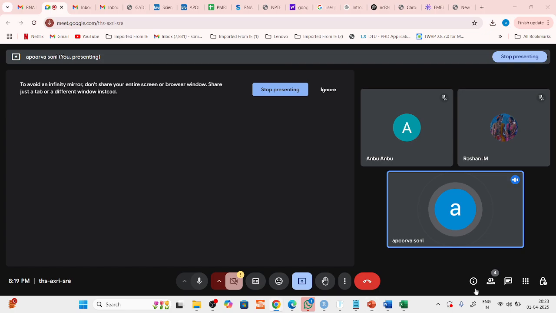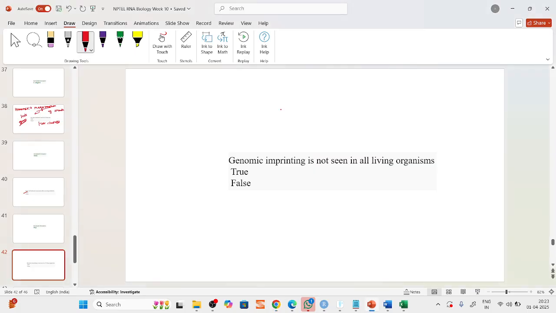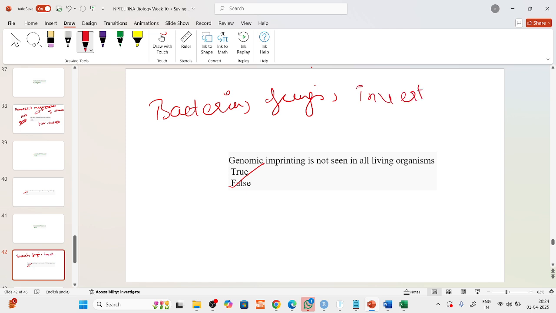So, is genome imprinting seen in all living organisms? False. Why? Because imprinting is primarily observed in mammals and some of the flowering plants, and it is absent in most of the organisms. Okay, so like I gave you the hint also. For example, we have bacteria, we have fungi, and we have so many invertebrates. So, do you think that they show genome imprinting? No. So, imprinting is involved in mammals and some of the flowering plants.